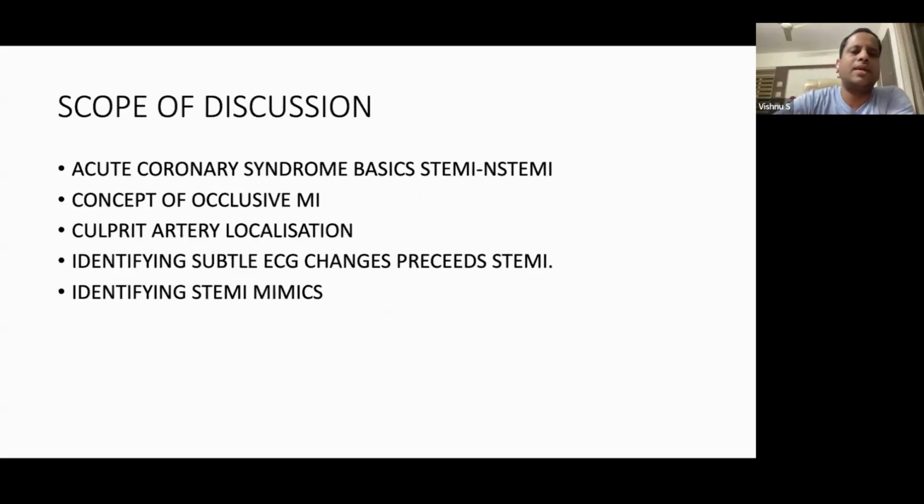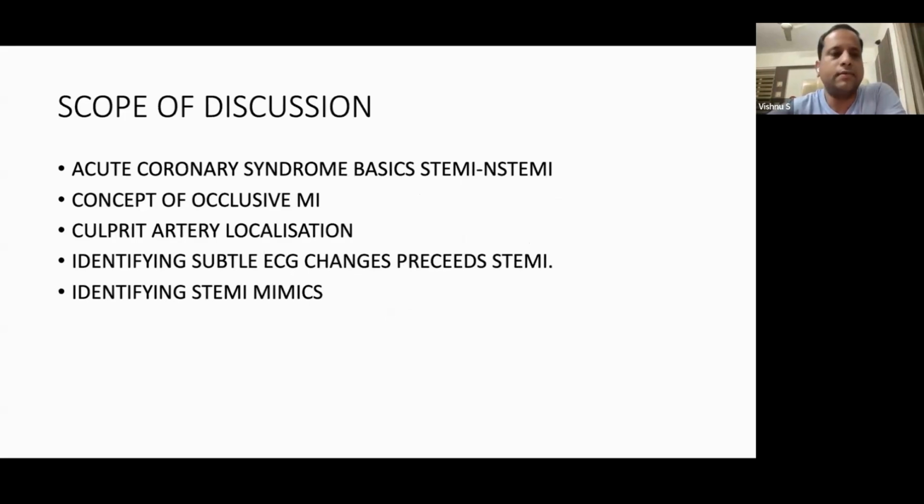The scope of today's discussion is acute coronary syndrome, a basic understanding of STEMI, then the concept of occlusion MI, which is a newly come concept in the STEMI paradigm. Both STEMI and NSTEMI will be included in that occlusion group. Culprit artery localization, identifying subtle ECG changes that precede STEMI, and identifying STEMI mimics.